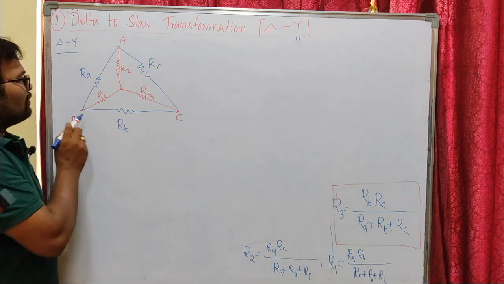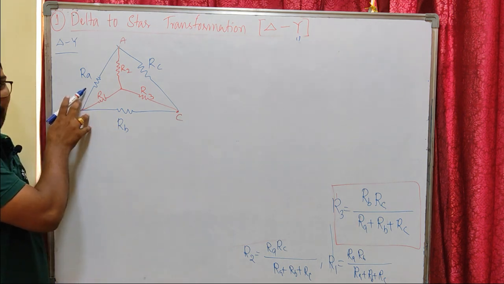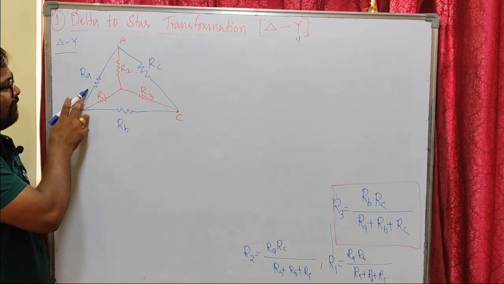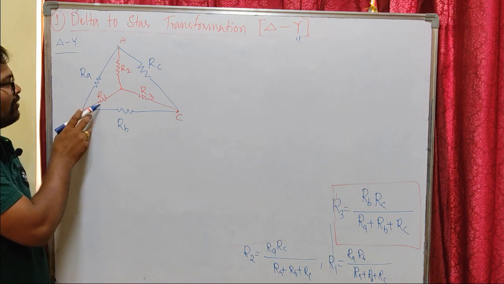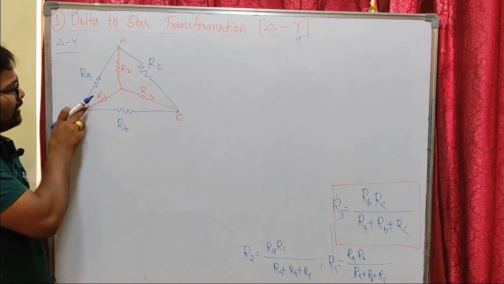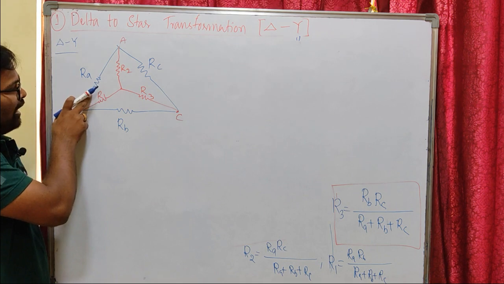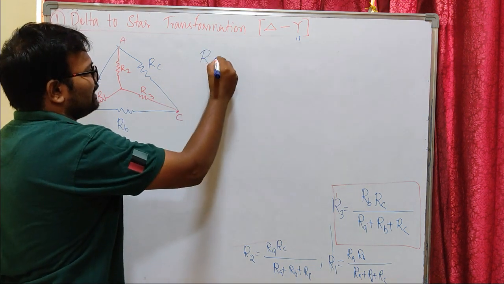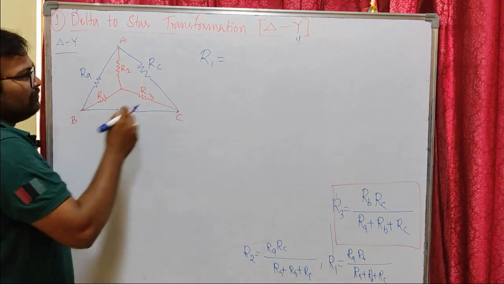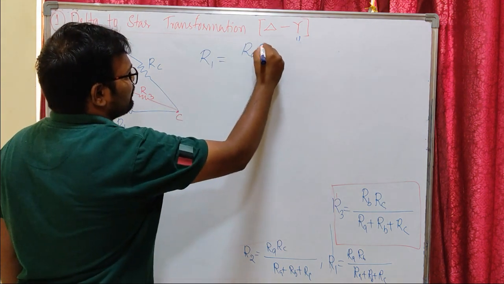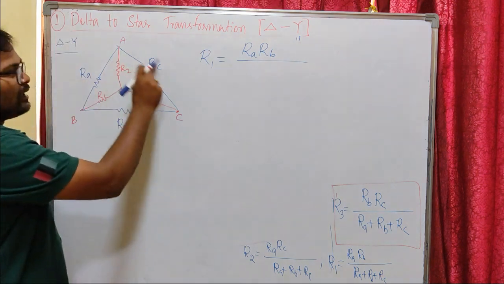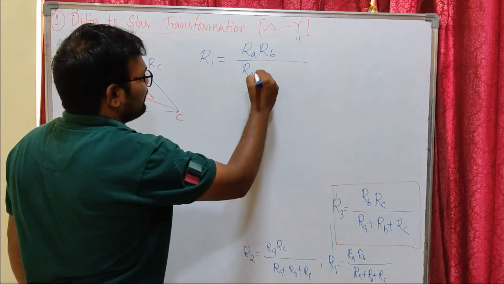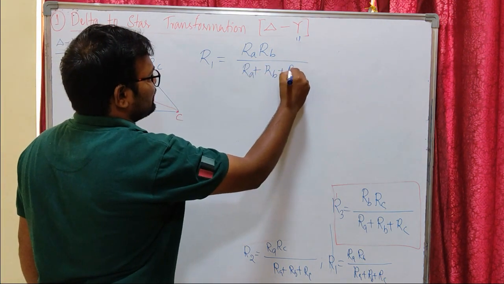So R1 equal to, we are going to multiply the resistors available on either side of R1 here. That means R1 equal to RA into RB. Here R1 will have RA and RB on either side of the resistor R1. So I am going to write R1 equal to RA into RB by total resistance, RA plus RB plus RC, that's it.